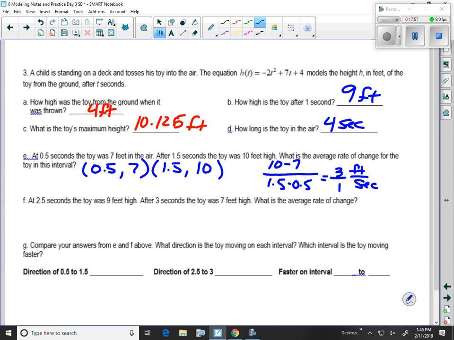This is when he throws it. This is when it's going up. It's traveling at 3 feet per second. That's the rate. Now let's look at when the toy is going down. The points are 2.5, comma 9, and 3, comma 7. I'm going to have you do that one on your own.